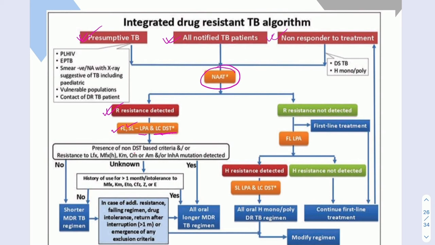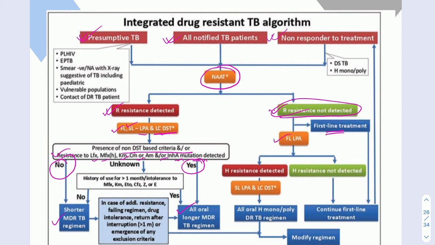Presence of non-drug sensitivity test based criteria and/or resistance to these drugs. If no, then we are going to use a shorter MDR TB regimen. If drug resistance is present for these, then we are going to use an all-oral longer MDR TB regimen. If rifampicin resistance is not detected, then first line treatment is started.